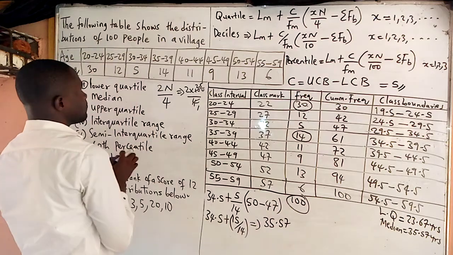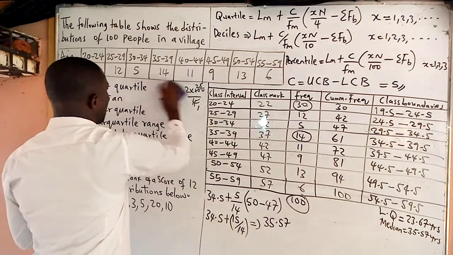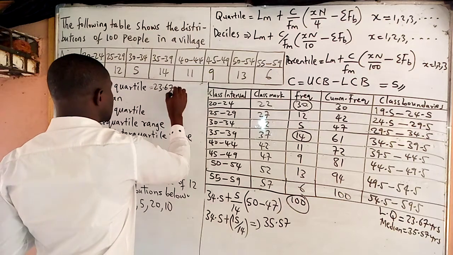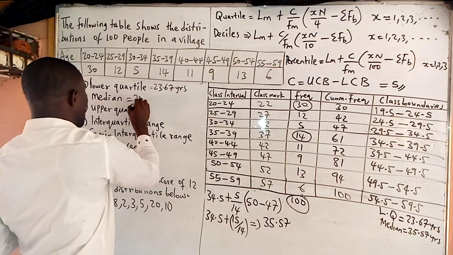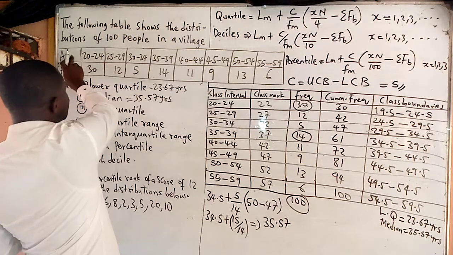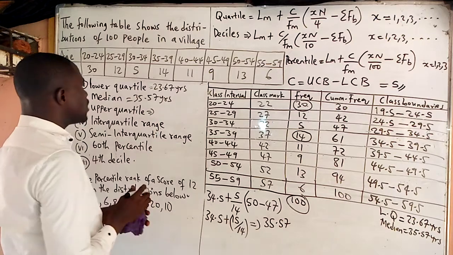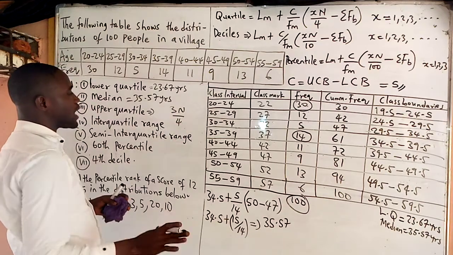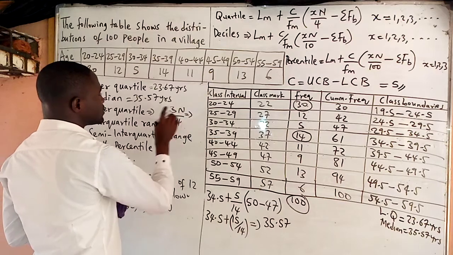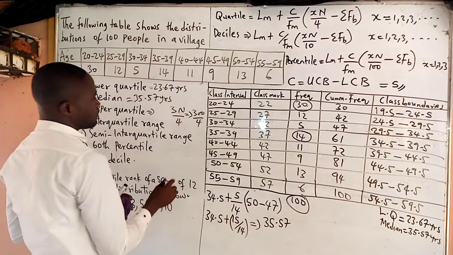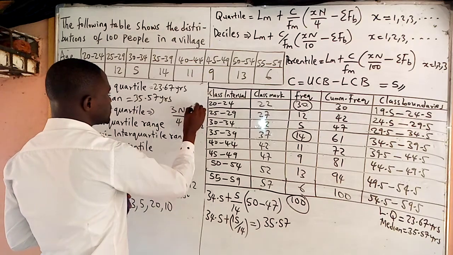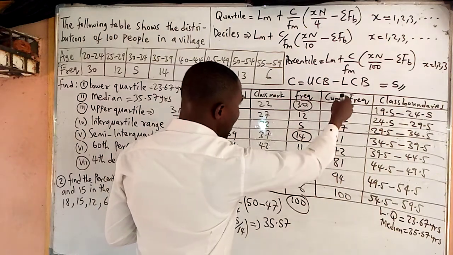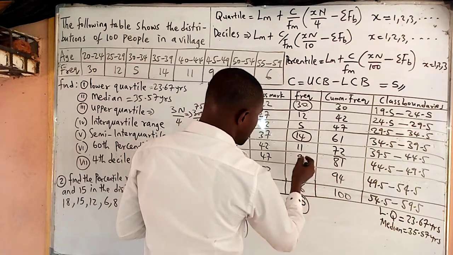Okay, so we have gotten our lower quartile to be 23.67 years. Median, we got it to be 35.57 years because this is about age. Now, upper quartile. How do we get upper quartile? Upper quartile simply means 3n over 4. That is the third quartile. Third quartile is called upper quartile. That is 3 times 100, 300 over 4, which will be giving you 75. We add 42, 47. So where is our 75? Where does it fall? It falls here.